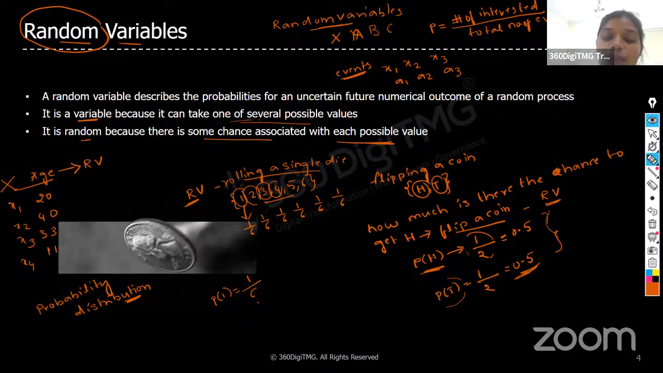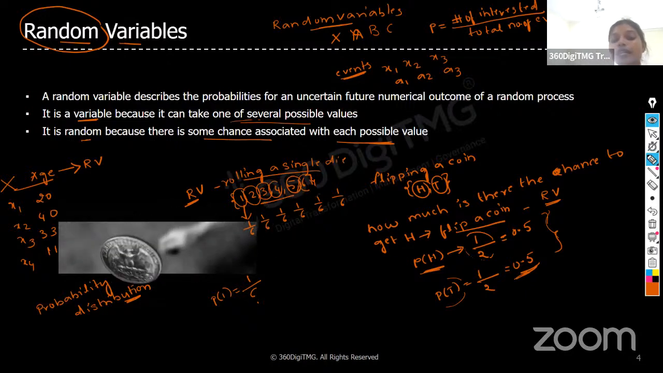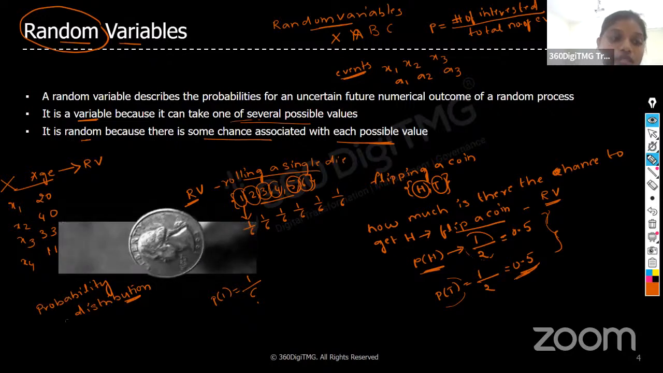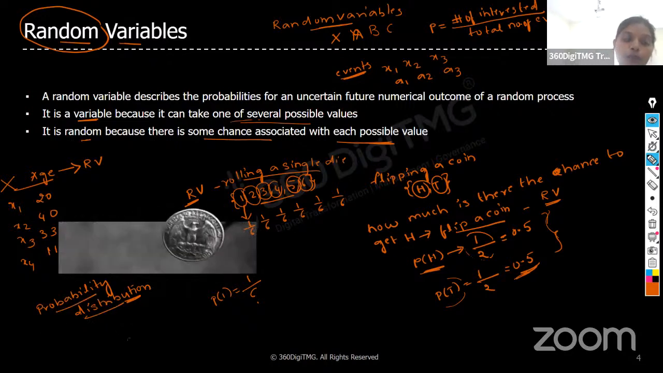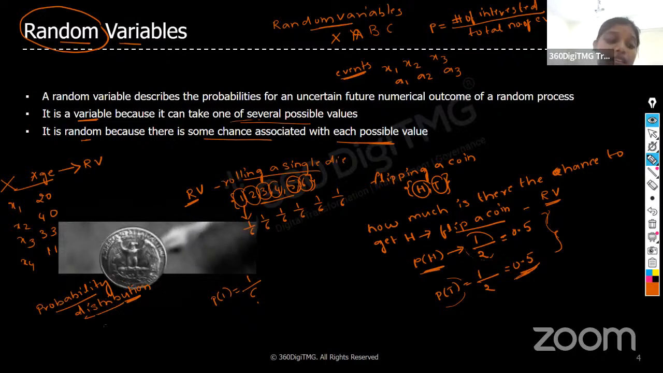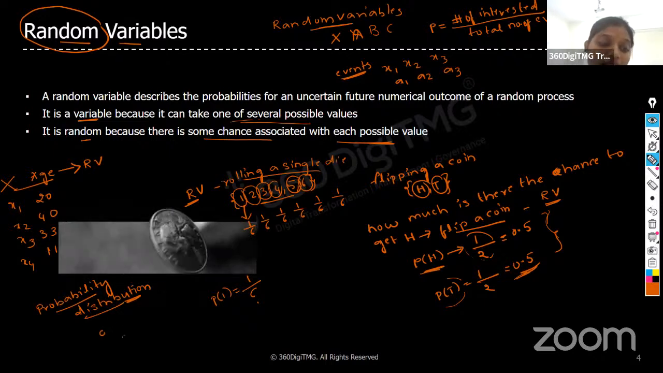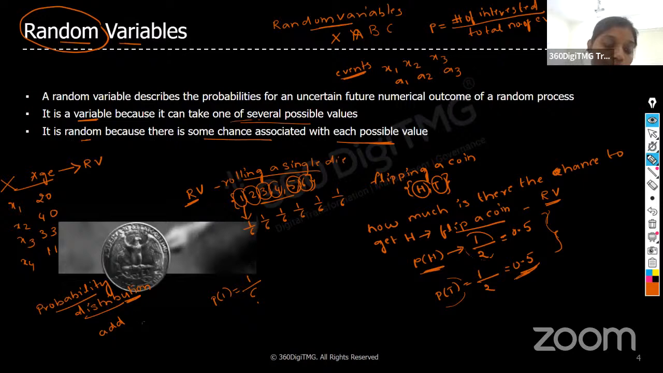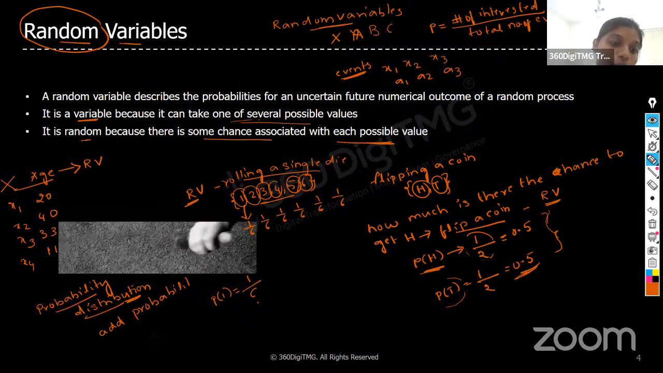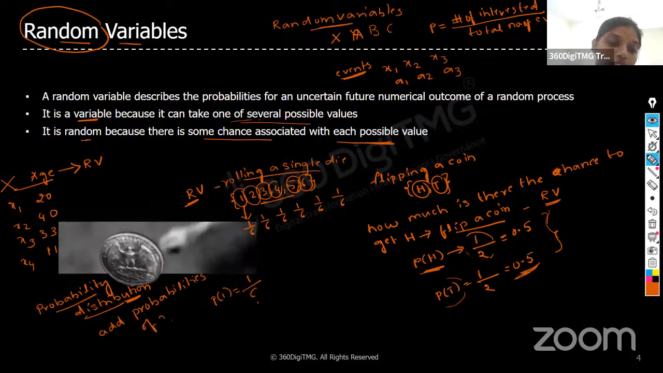So this probability is 1 by 6. This is 1 by 6. And for all the 6 outcomes, we have distributed the probability across. Such a distribution is called a probability distribution. So always, when we add the probabilities of all the events, it will always equal 1.